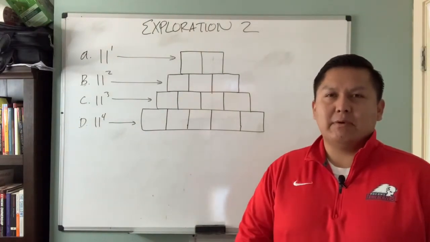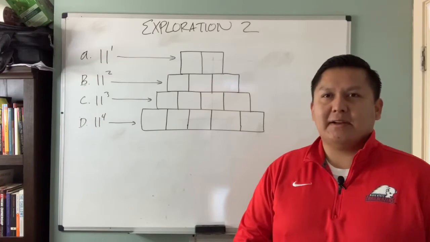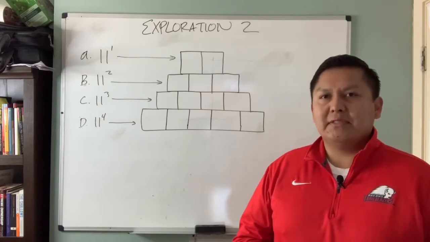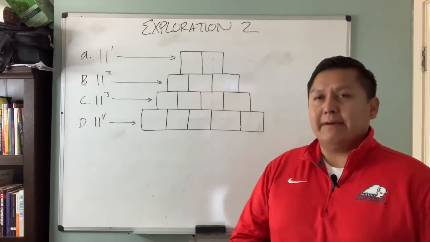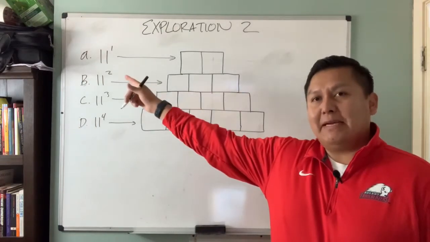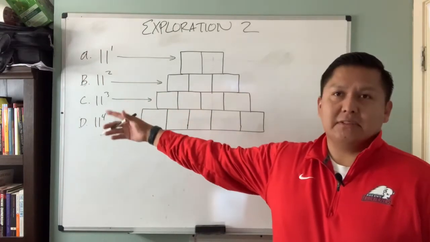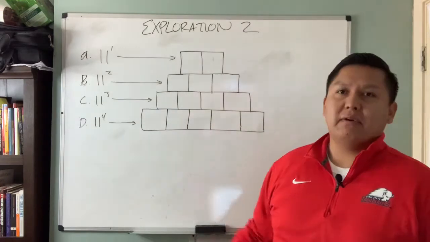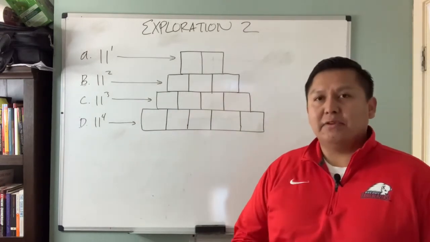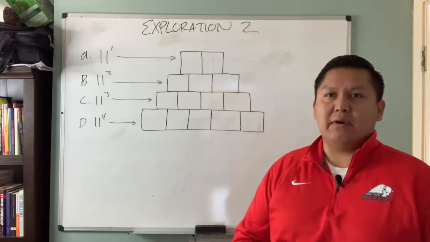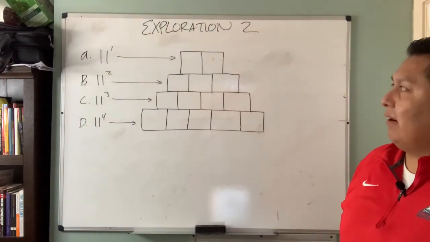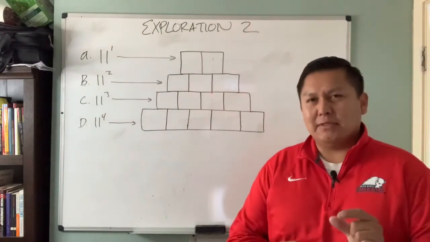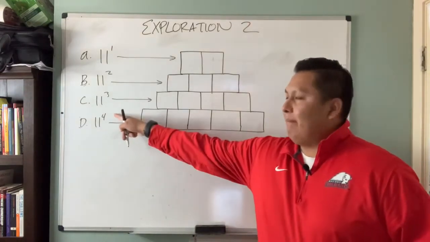Okay, with exploration 2, yes, you can use a calculator for this one. What we want you to do is look for patterns. If you look behind me, you have your base numbers and your exponents, or your powers. So you have 11 to the first power, 11 to the second power, 11 to the third power, and 11 to the fourth power. All you do is plug it into your calculator. Remember, you're multiplying the base number by itself that many times.